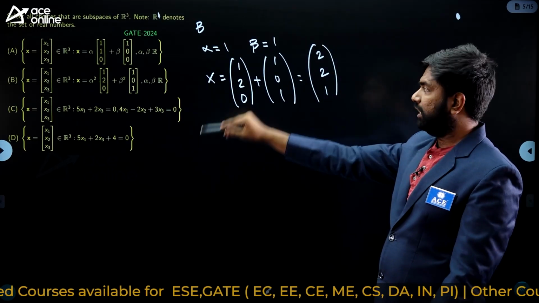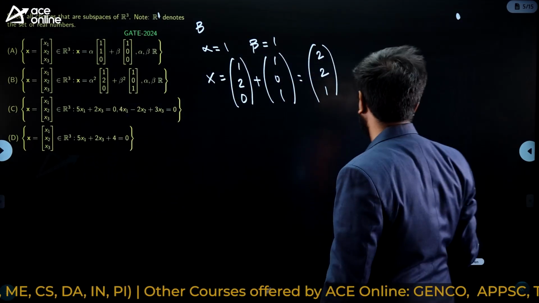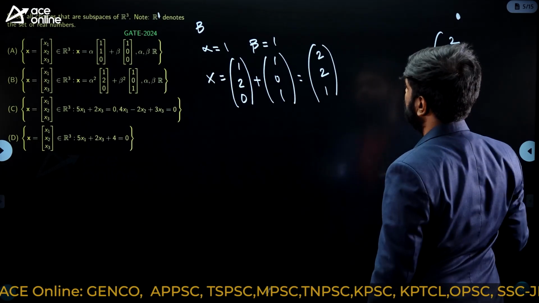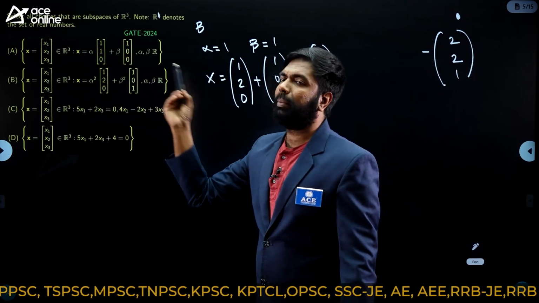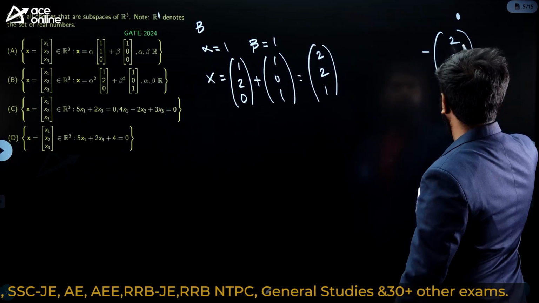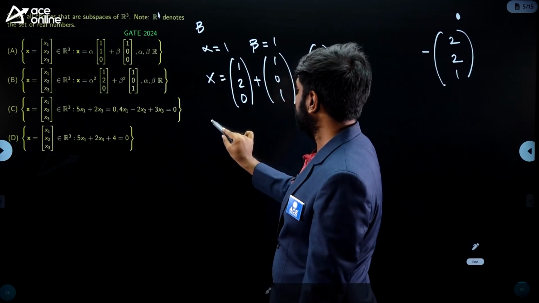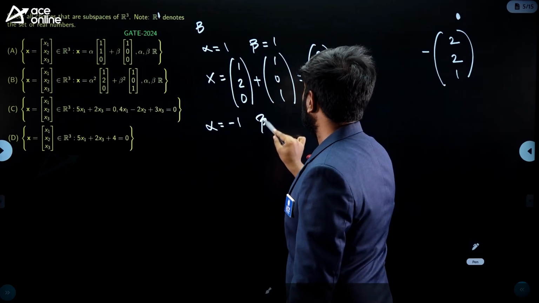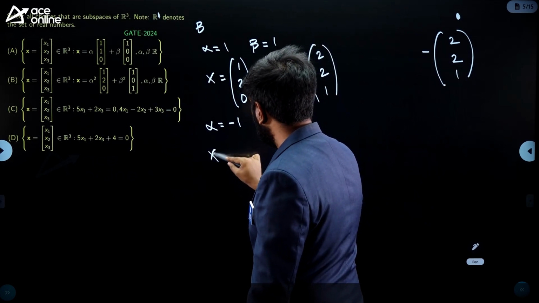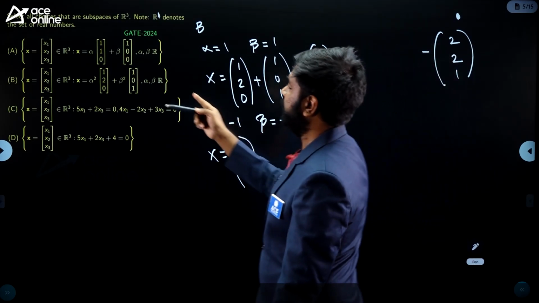If this is a part of the given set, please understand this carefully, then according to the rules of the subspace, minus x should also be part of this set. But it happens that minus of (2, 2, 1) can never be part of this set. You can put whatever values of alpha you want. For example, you can put alpha as minus 1, beta also as minus 1, since there is a square, again what you get is (2, 2, 1). You will never have a vector of this form in the given set.